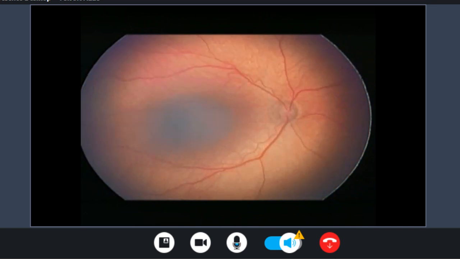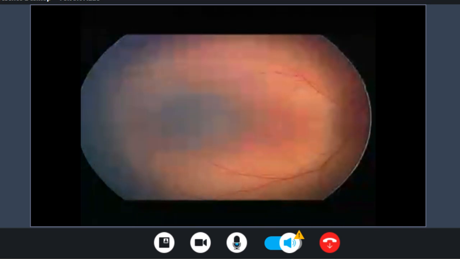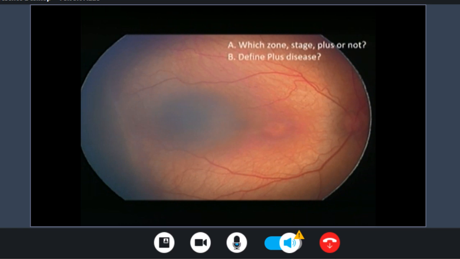This is the second picture. So, this is the first one. This is the second one. Same patient, same eye, but a more peripheral image. This is enough. So to make it, this is the most posterior part of it.